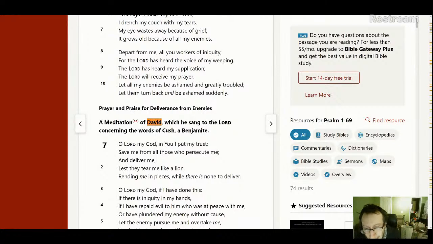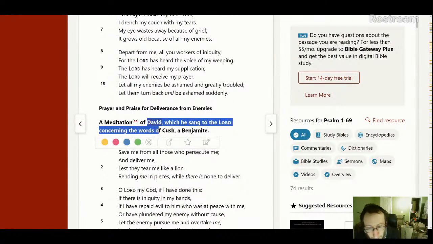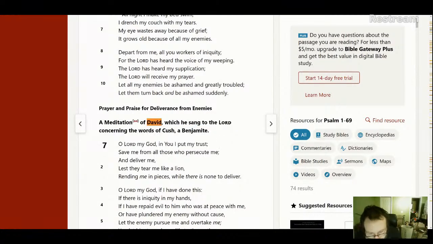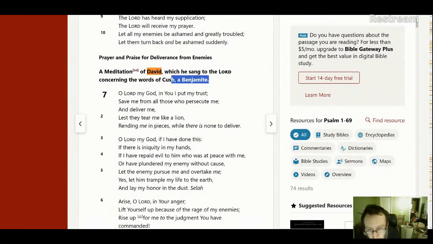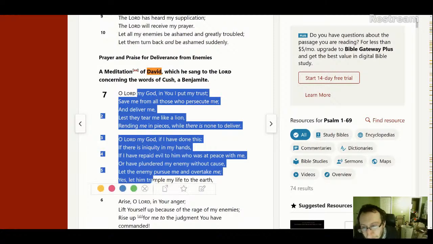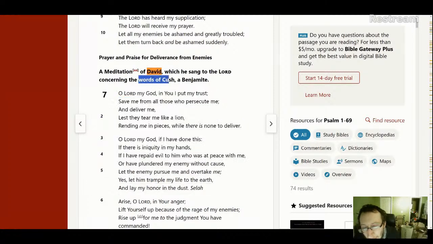So here's another one: Meditation of David, which he sang to the Lord concerning the words of Cush, a Benjamite. This is something that we don't have any reference to in the scriptures. This refers to something we don't know what it's talking about. So it's completely extra story. We have no idea. But this would have been another psalm. So this probably would have been from the book of Samuel the Seer, because it's a Benjaminite. So it probably would have been related to Saul, because Saul was a Benjamite. So this psalm and a story about Cush would have been in the book of Samuel the Seer.